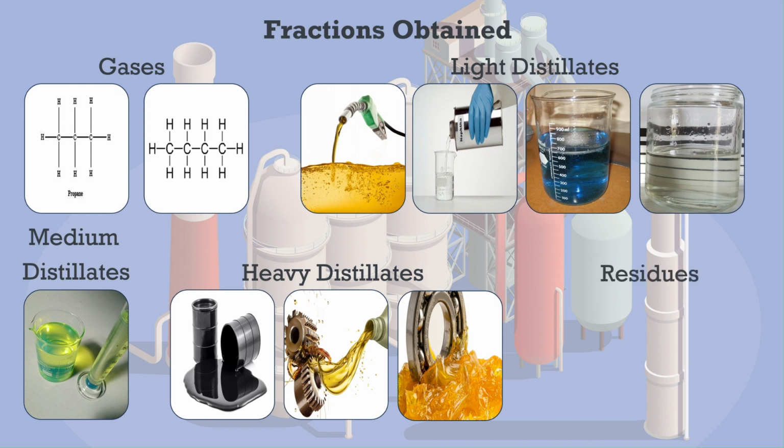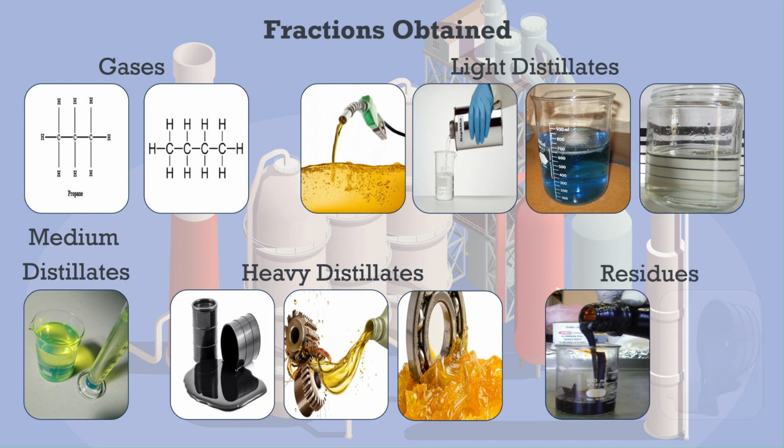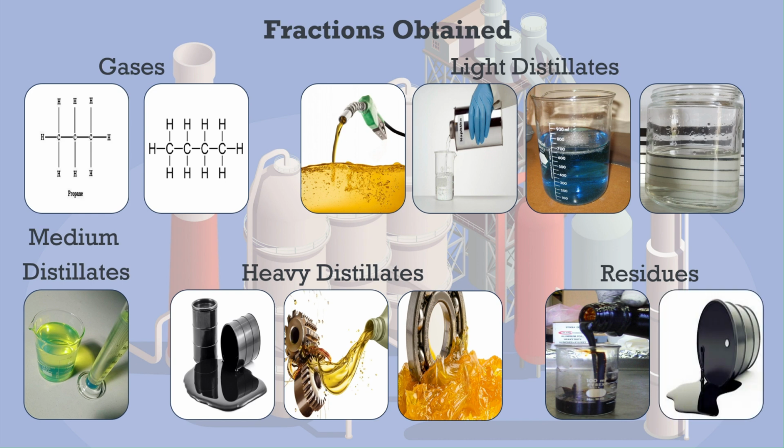Residues. Heavy tars and bitumen at the bottom, often further distilled by vacuum or steam distillation. Fractionating columns enable the efficient separation of crude oil into useful products by exploiting the differences in volatility of hydrocarbons. Their design with trays or packing maximizes vapor-liquid contact, improving separation quality. This process maximizes the yield of valuable fuels and industrial products while allowing refineries to meet market demands.